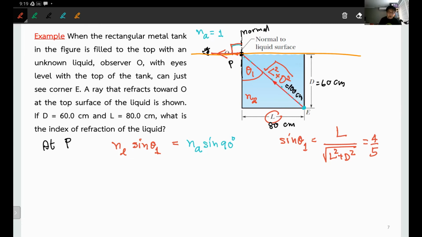All right, very nice. So you plug that in, then N sub L is going to be N of the air, which is 1, times sine 90, that's also 1, divided by sine theta 1, which is 4/5. So that's it, 5 over 4, and you're done. That is your N of this liquid right here.